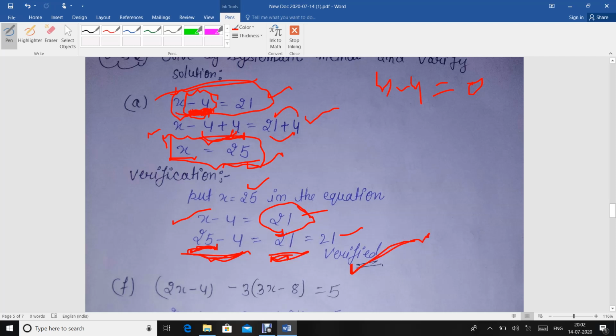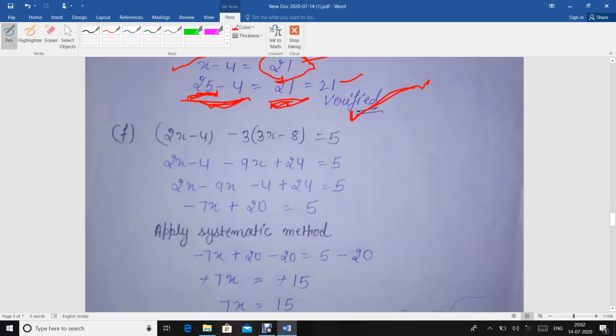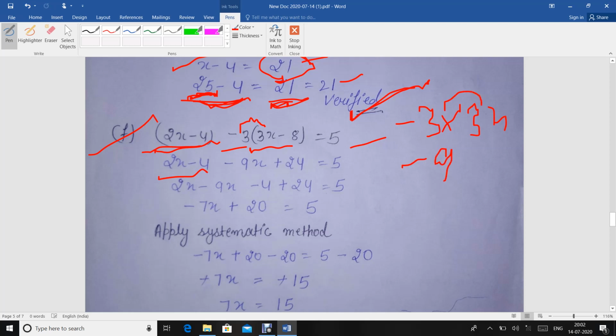In a similar way you can do all the parts. Here you have part F, 2x minus 4 minus 3 times 3x minus 8 is equal to 5. To apply the symmetric method, firstly you have to simplify this equation. See, 2x minus 4 will be as it is. Now minus 3 multiplied by 3x is equal to 3 threes are 9 with the negative sign, because the negative sign is present. Here it is minus 9x.